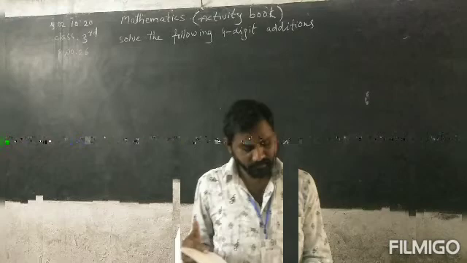Now next, 4800 plus 1000. Very easy beta. 4800 plus 1000, actually 5800. See here, 4800 plus 1000. 0 plus 0, 0, 0 plus 0, 0, 8 plus 0, 8, 4 plus 1, 5.